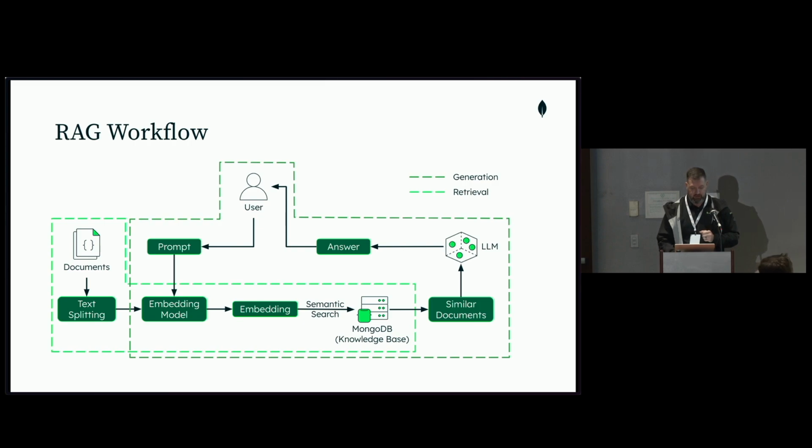After that, when we get the embedding of the user's prompt, we do the vector search, we find the similar documents, and we send that to the LLM to answer the question using the documentation or the chunks that we found in our knowledge base. Then the LLM answers the question based on our additional context and sends that back to the user. So this right here, this is RAG. This is the workflow of RAG.